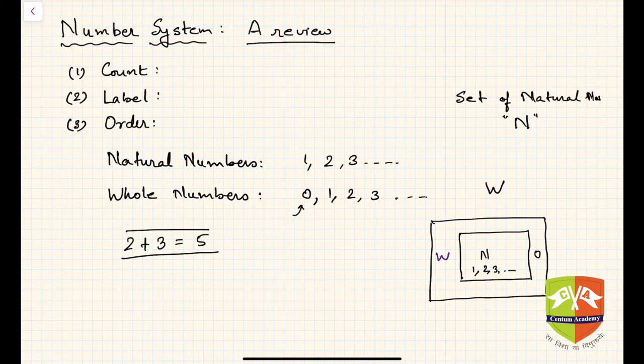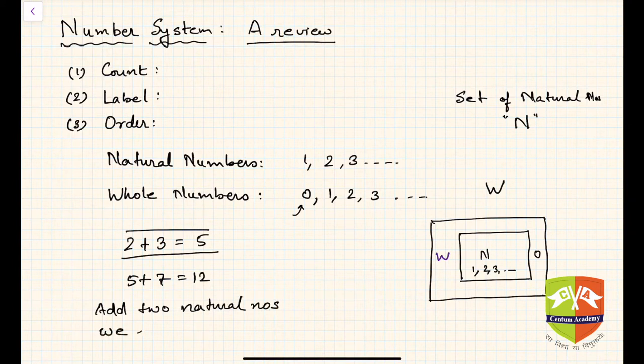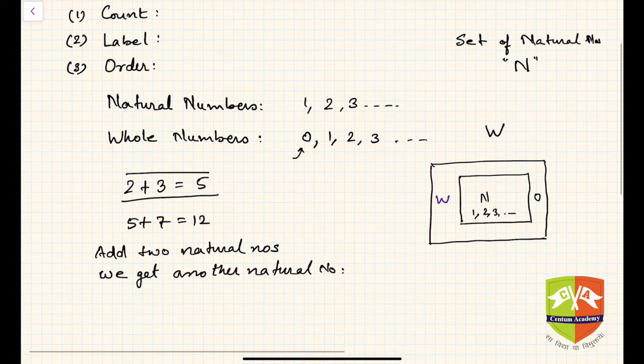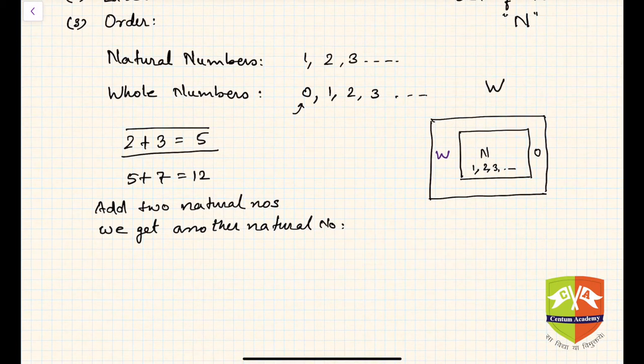And if you, let's say, do 5 plus another number 7, you get 12. So if you see, if you add two natural numbers, we get another natural number, isn't it? This particular property is not that simple. What I mean is, if you add two natural numbers, you always get another natural number. This particular property is called closure property, right? So we say closure property.